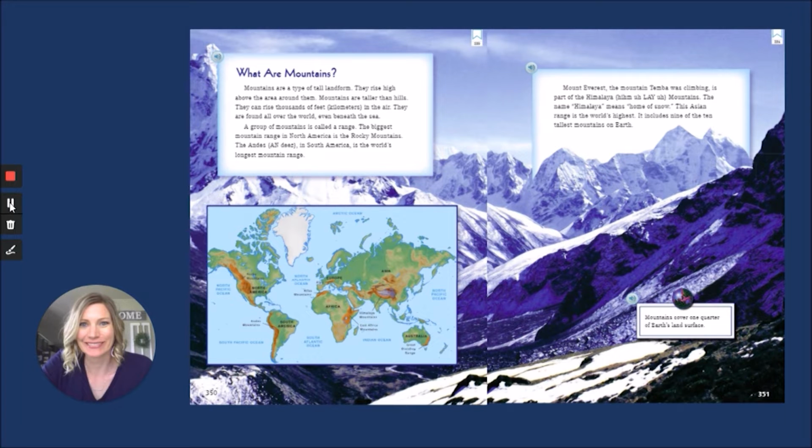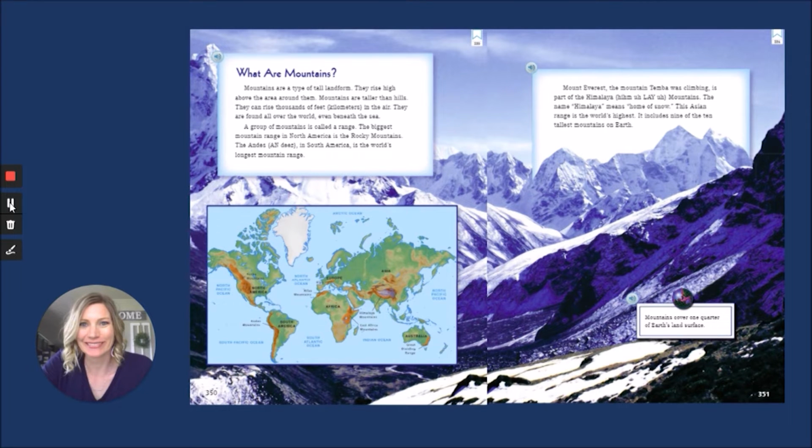Mount Everest, the mountain Timba was climbing, is part of the Himalaya Mountains. The name Himalaya means home of snow. This Asian range is the world's highest. It includes 9 of the 10 tallest mountains on Earth.